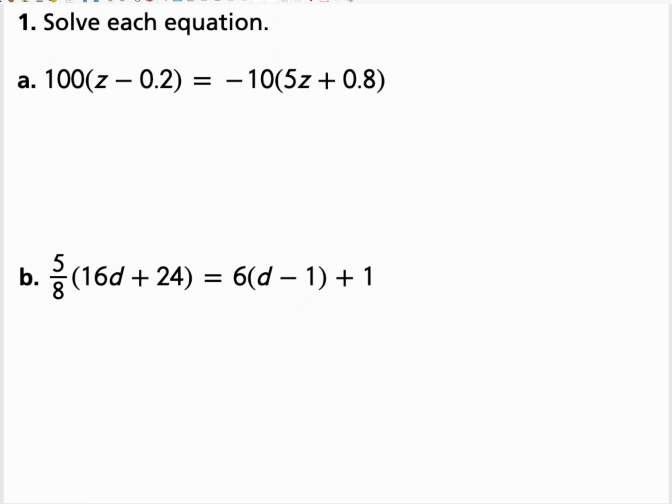Just a couple more examples to work through of finding solutions with variables on both sides. Here we do want to go ahead and distribute. So distribute the 100, it'd be 100z minus 20 equals negative 50z minus 8.